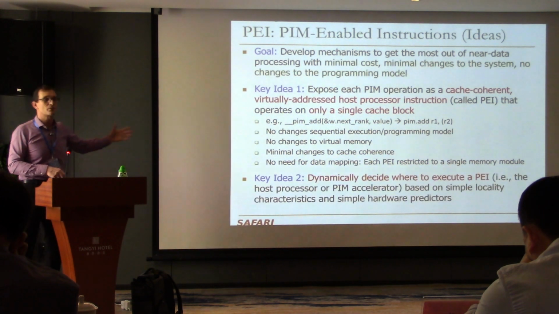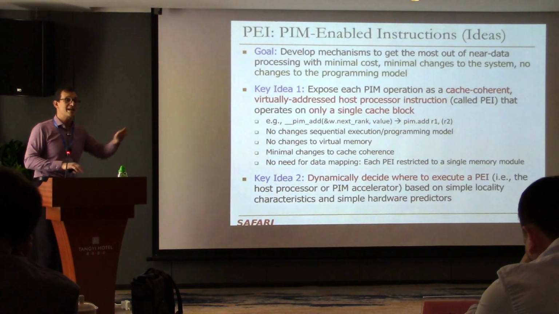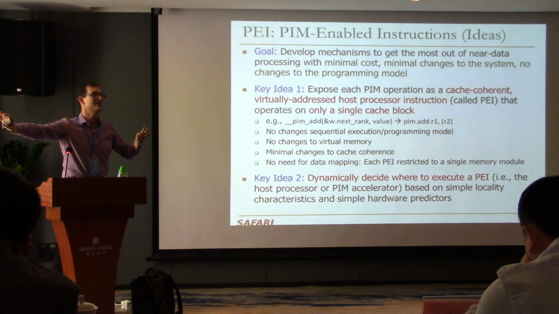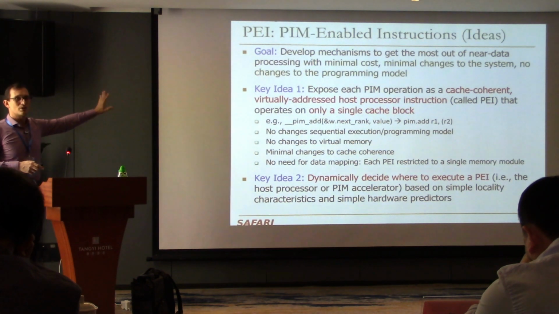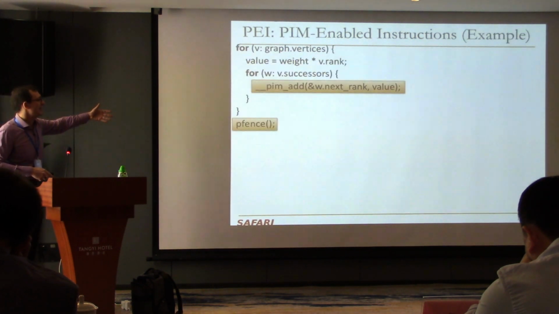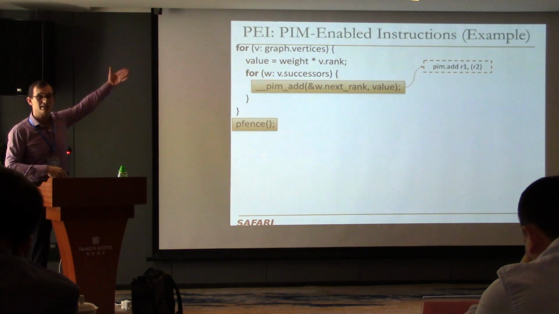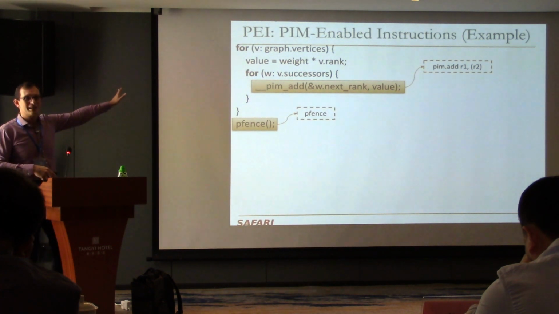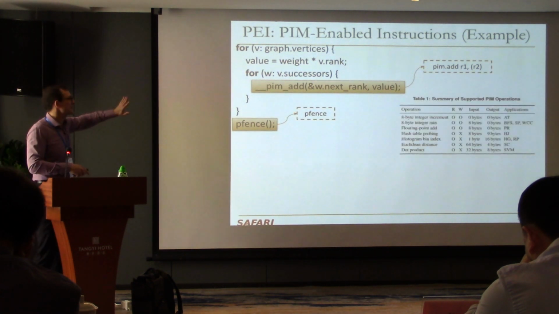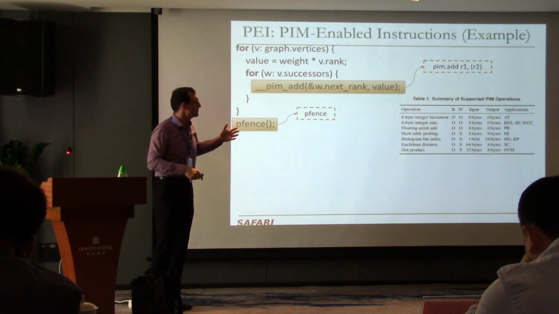The second key idea is, of course, where do you execute this instruction? The processor fetches this instruction. It has to make a decision. Should I execute it in the processor? Should I execute it in memory? So you need to have some heuristics to be able to do that. I'm not going to go into a lot of the details, but I'm going to show you an example of the instructions. This is a PIM add, for example. This is PageRank in graph processing. And we have some fences to ensure that PIM operations are done when you get to the fences.